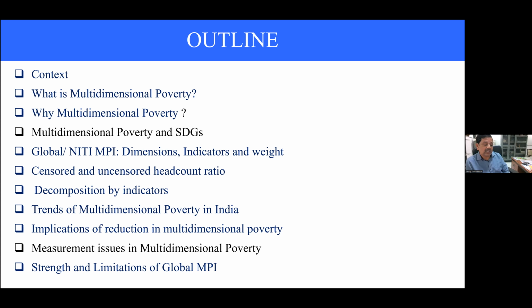Of course, there are issues with the measurement of these multidimensional poverty concepts, and then I will discuss the strengths and limitations of the global MPI. So in a nutshell, this is the outline which I would be discussing for the next 1 hour.